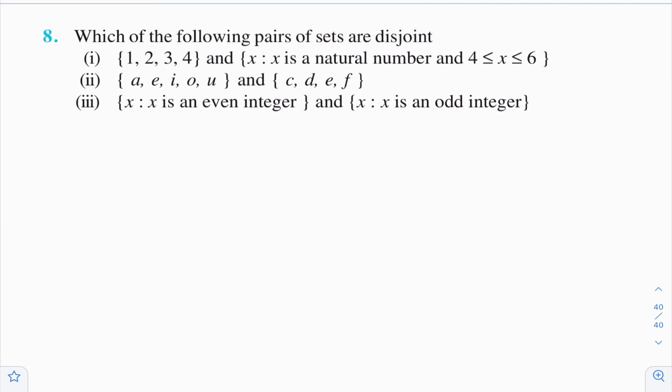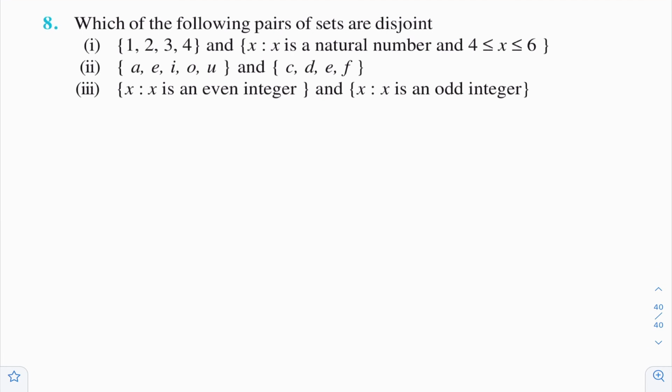Now we will move to question number 8. You observe what they are asking in this question. Which of the following pairs of sets are disjoint? Disjoint sets. We learn in the theory, suppose A, B are two sets. When we say these two sets are disjoint, it is when their intersection is the null set. When A intersection B is the null set, then we say that the sets A, B are disjoint.